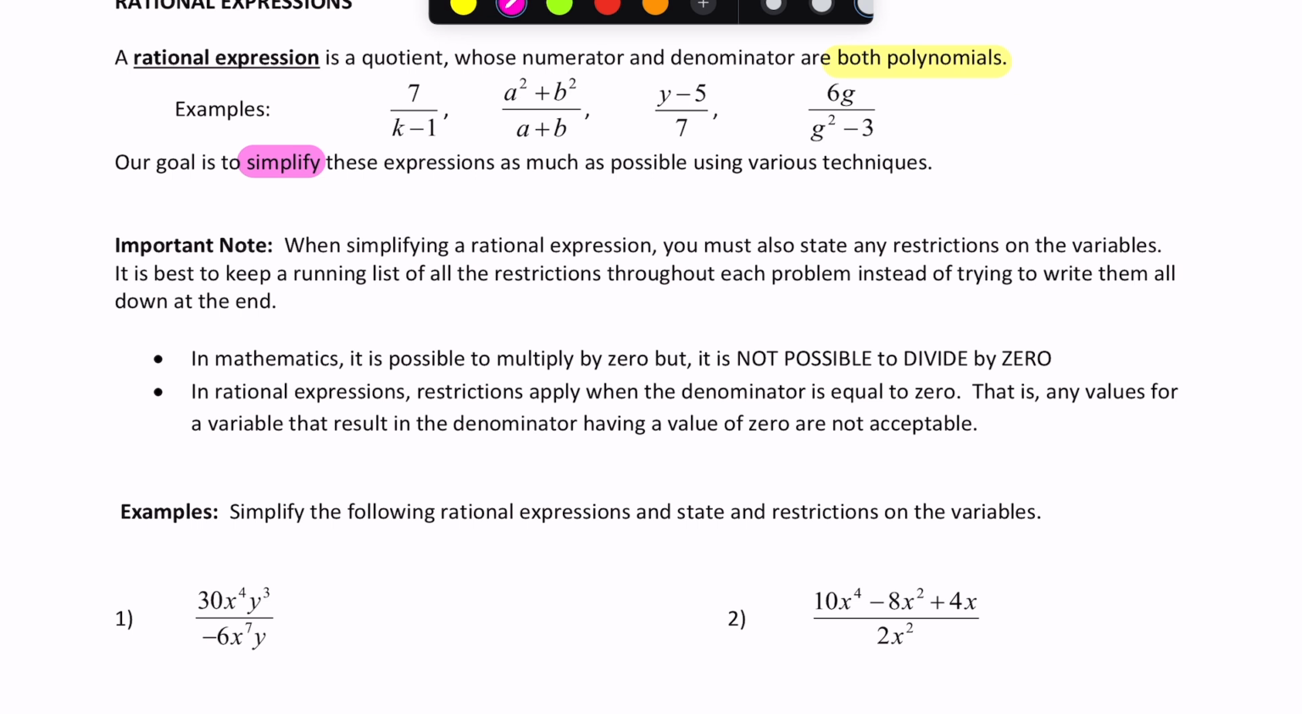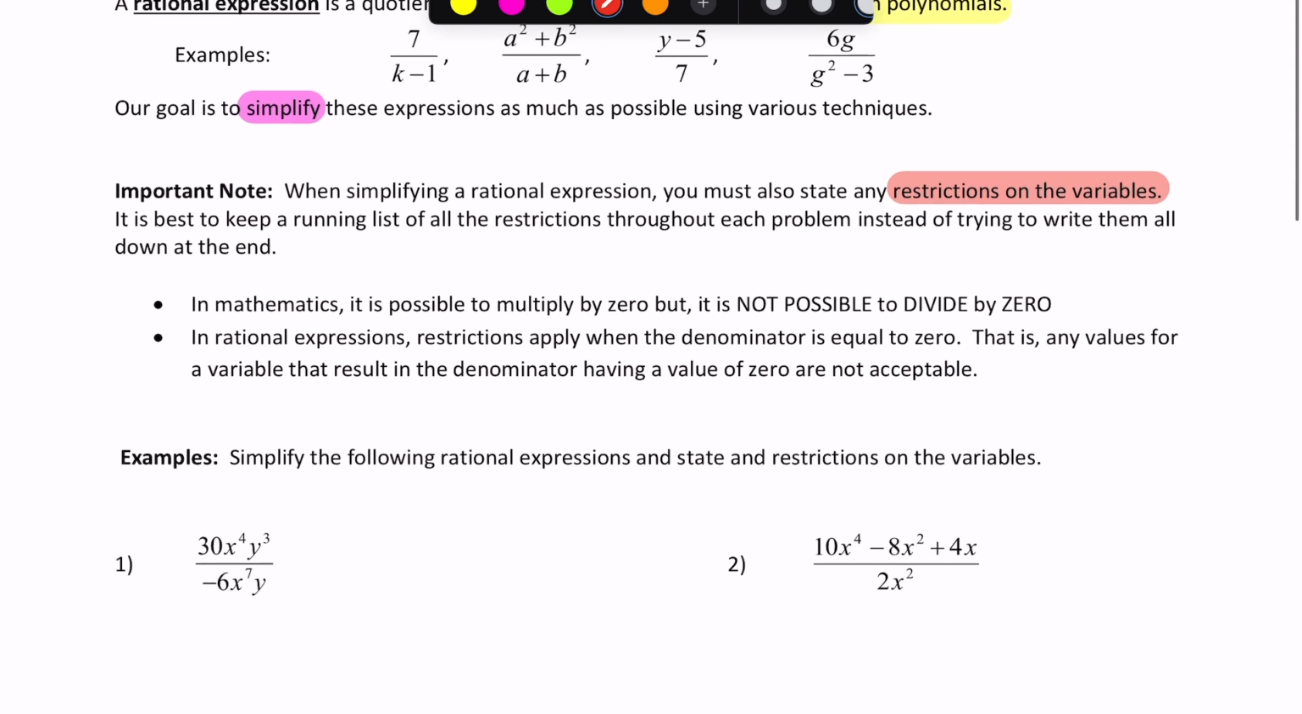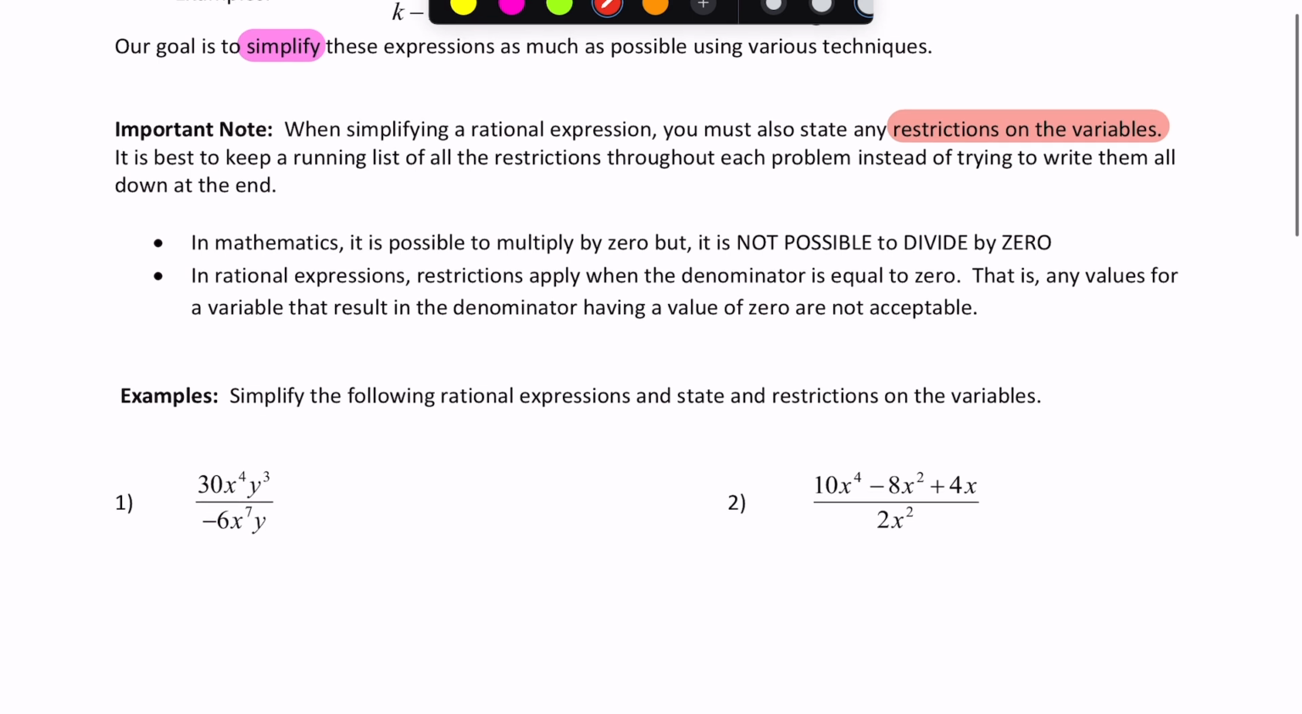One important note, and something that's different, is that when we're simplifying rational expressions, you must also state the restrictions on the variable. That is different than maybe previous courses that you have taken. It is best to keep a running list of all the restrictions throughout each problem instead of trying to write them all down at the end.